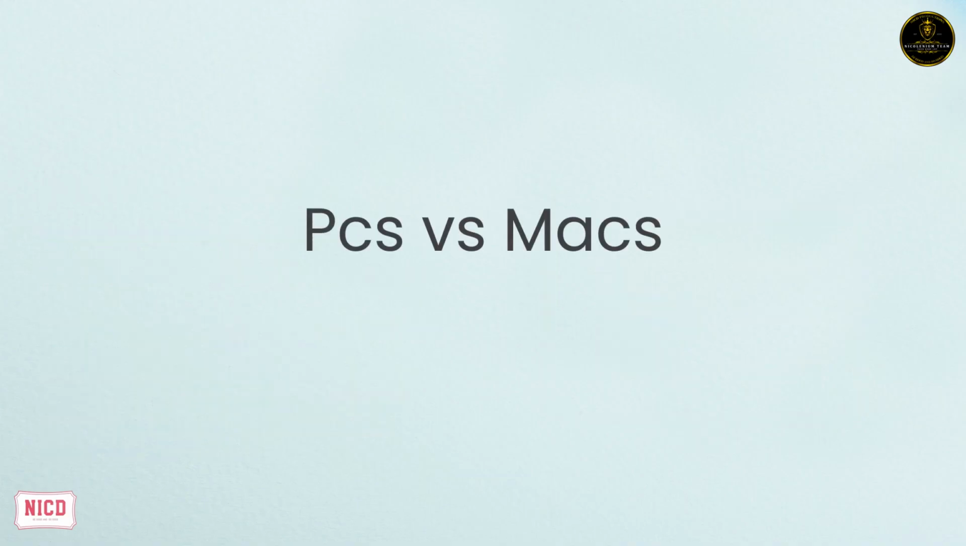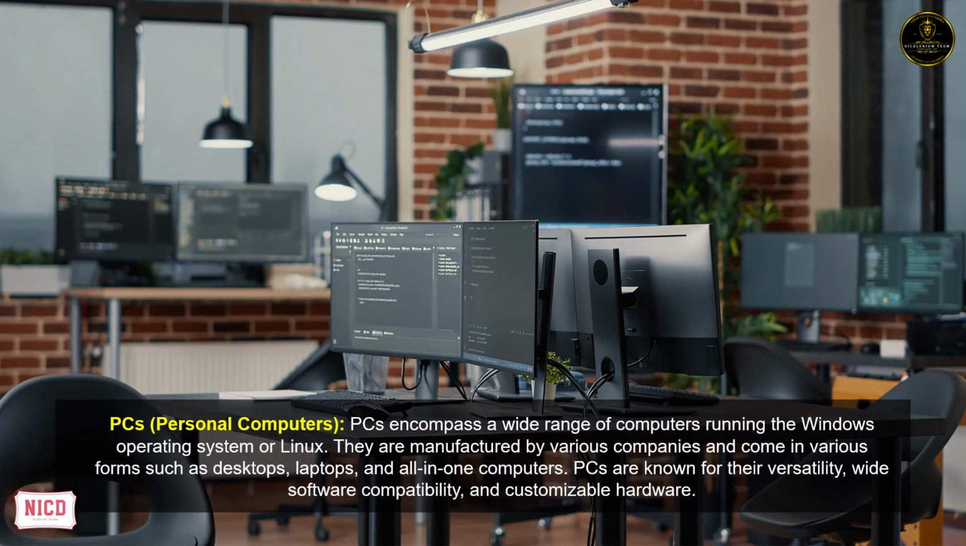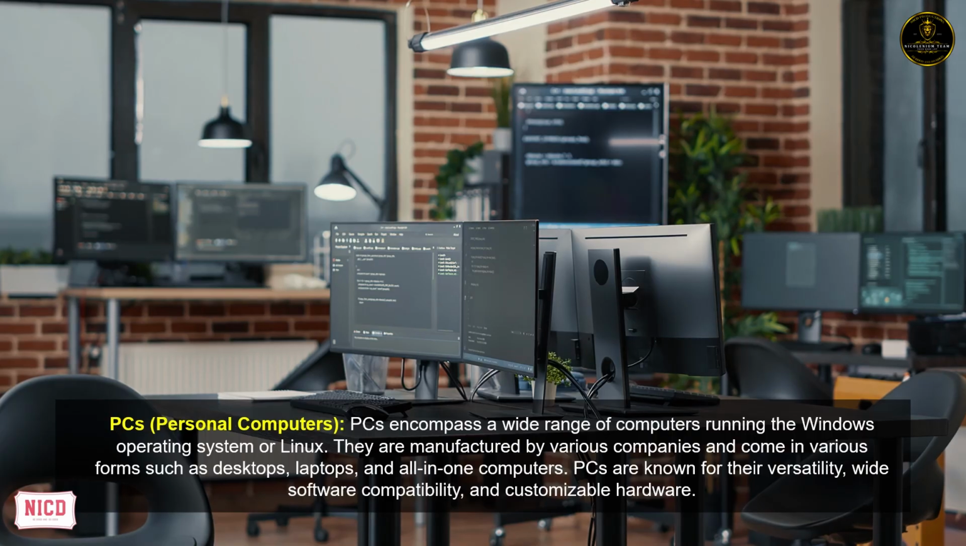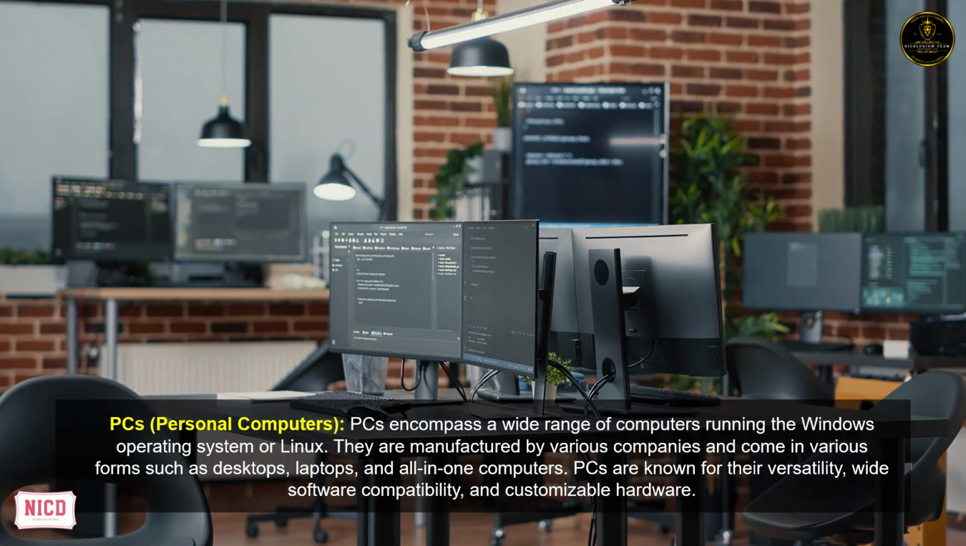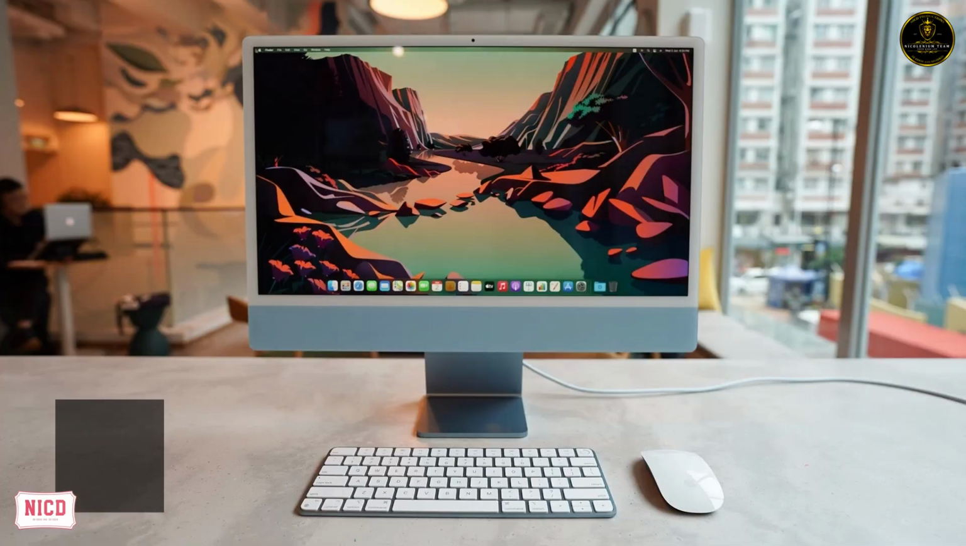PCs versus Macs. PCs and Macs refer to two distinct categories of personal computers. PCs, personal computers. PCs encompass a wide range of computers running the Windows operating system or Linux. They are manufactured by various companies and come in various forms such as desktops, laptops, and all-in-one computers. PCs are known for their versatility, wide software compatibility, and customizable hardware.